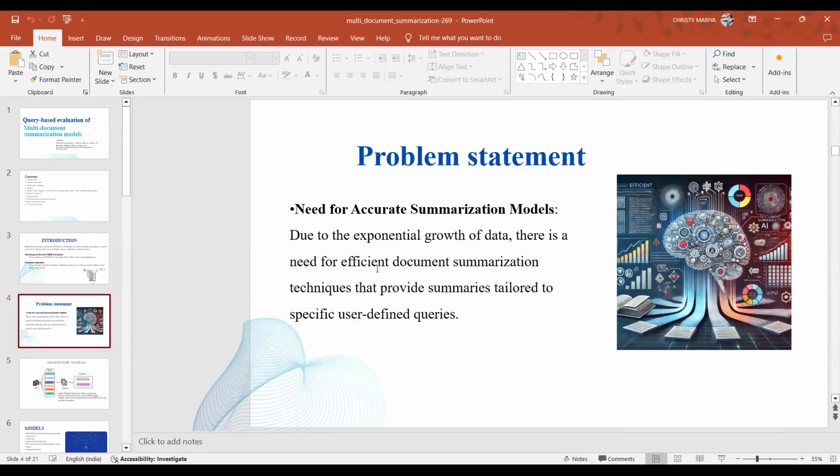The problem statement is the need for an accurate summarization model; that is the main important thing. Due to the exponential growth of data, there is a need for efficient document summarization techniques, which we find very useful. The summary that we need should be very effective. So this multi-document summarization technique with query-based evaluation and ROUGE score helps to get effective document summarization, which is our user need.